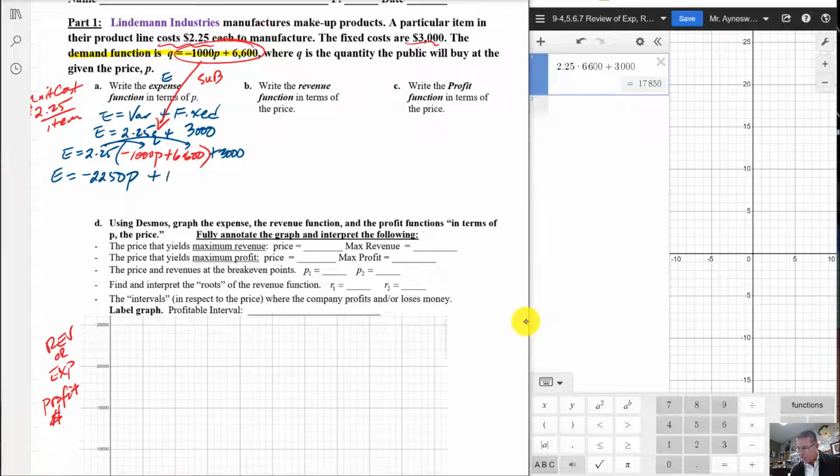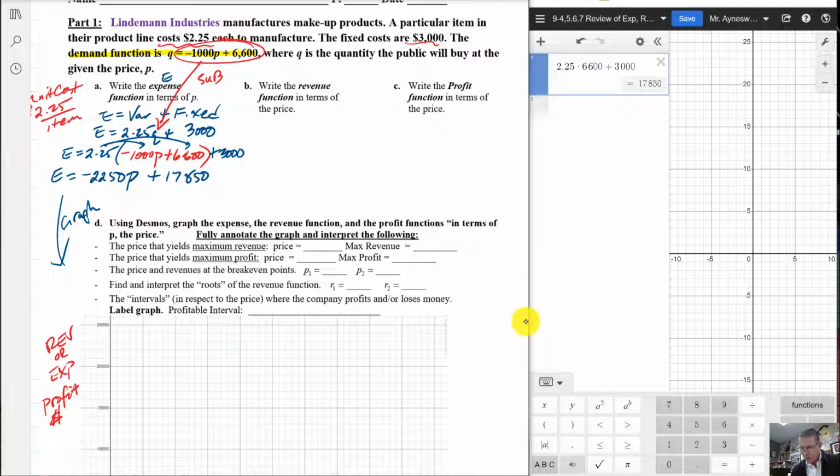So plus 17,850. All right. And I have my expense function in terms of P. That's what it means in terms of P. And now I can graph that function. I'm going to graph that down here in a minute in Desmos. We'll do that.